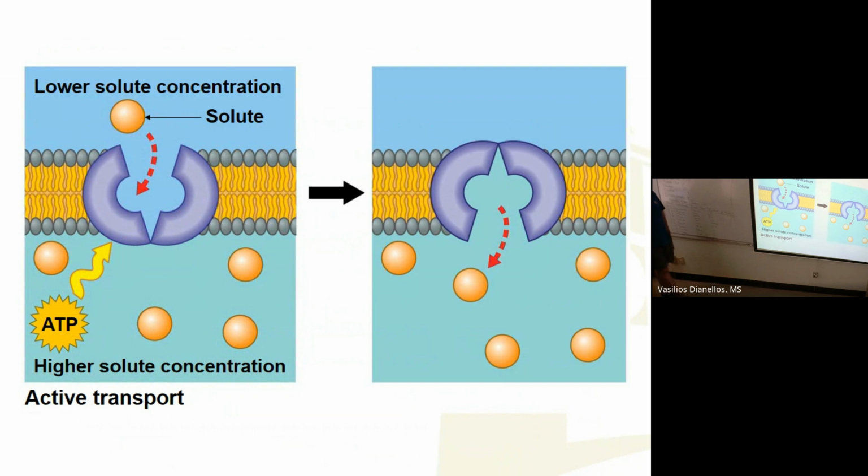Now, if you were to really get into it, it's actually pretty complicated. The only thing you need to know is sometimes we need things to go against the concentration gradient. Do this with proteins and energy, and the whole process is called active transport. So any questions about that?